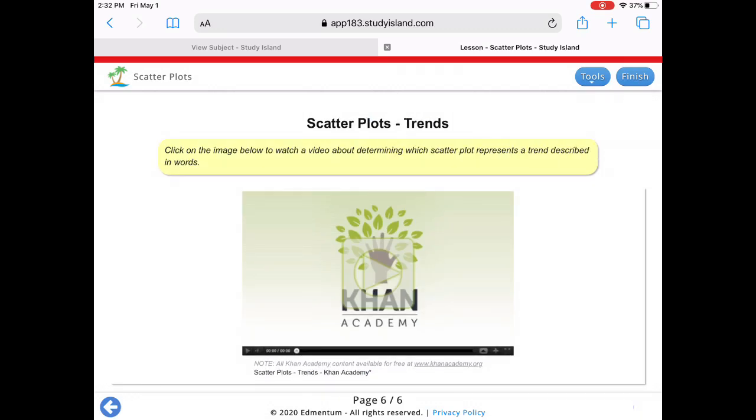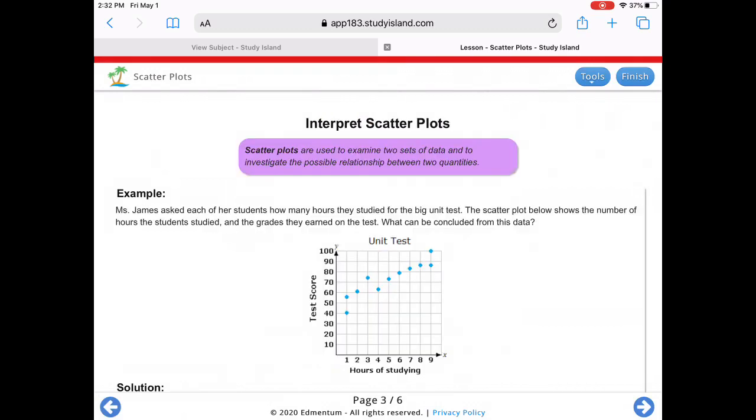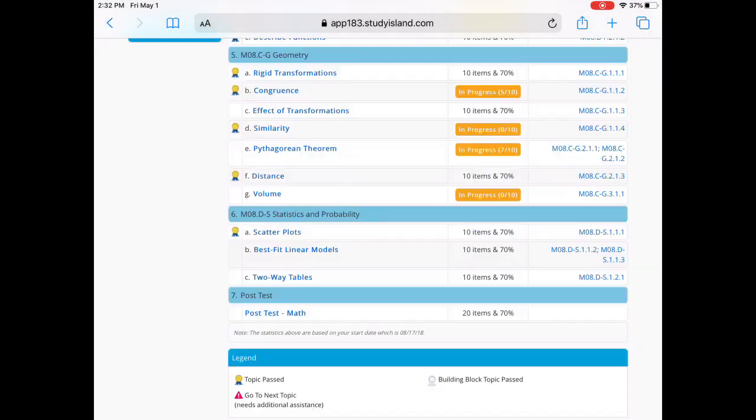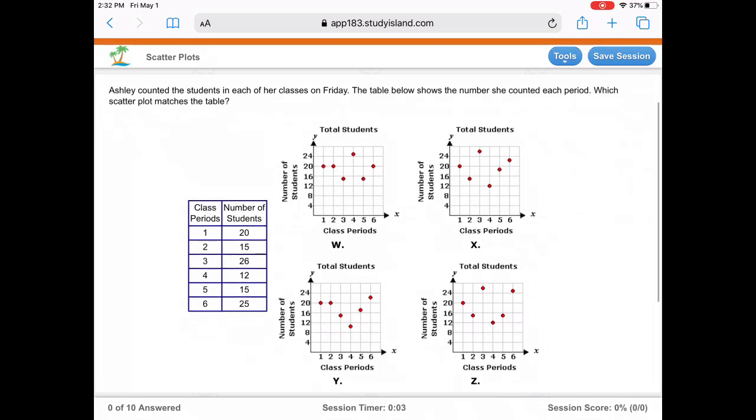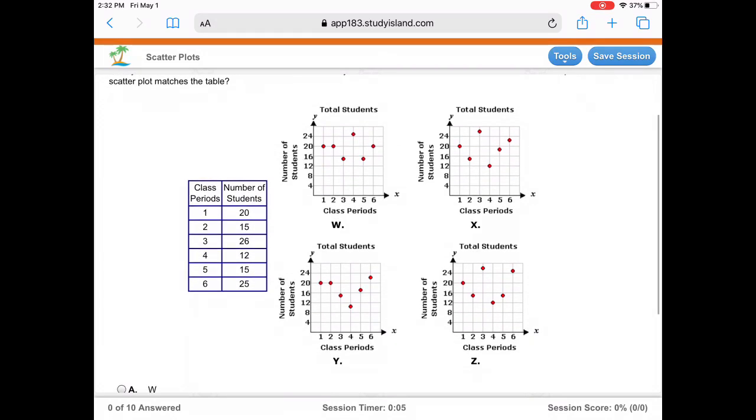The rest is just kind of like Khan Academy videos that we've already talked about. I'm going to go ahead and get right into some of the problems that you're going to be looking at here. All right, so this is very similar to the very first example: what scatter plot matches the data from the table? And we're looking for things that are a little different.